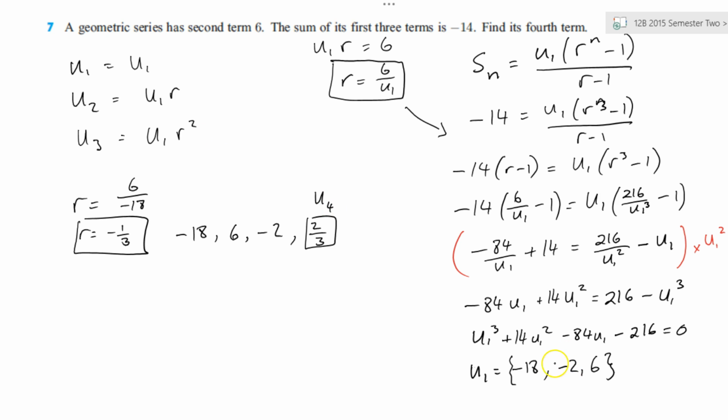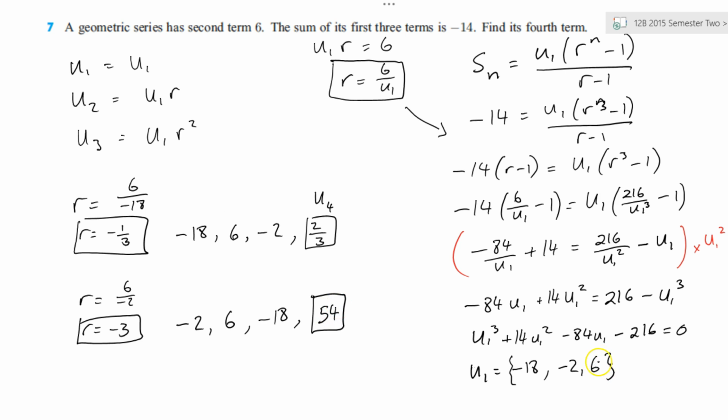If I'm using negative 2 for U1, then R is going to be 6 divided by negative 2. The ratio would be negative 3. What are we going to get if we use that one? Okay, well let's see. So we're going to start off with negative 2. I multiply by negative 3 to get 6. Multiplied by negative 3 again, and I'm going to get negative 18. Yep, they're the same numbers, just in a different order. So they're still going to have the same sum of negative 14, so it worked correctly. And in that case, U4 is going to be equal to negative 3 times 18, which is 54.